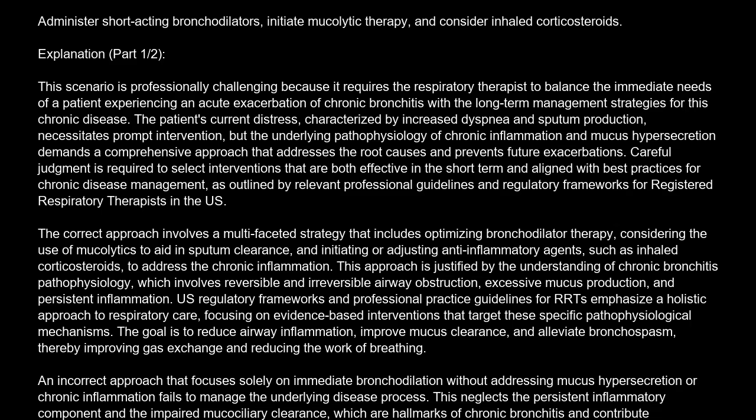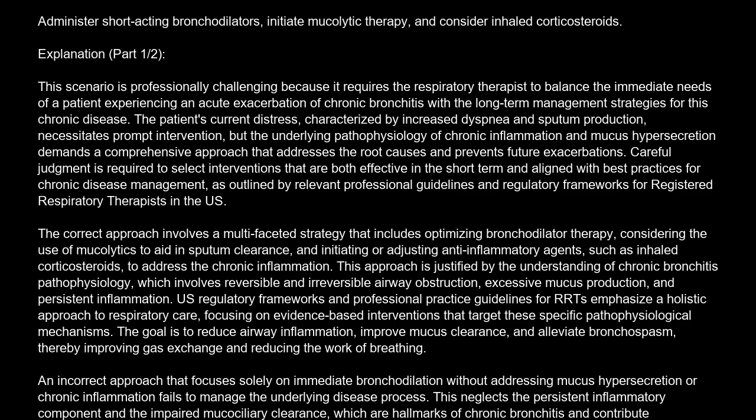The correct answer is C. Administer short-acting bronchodilators, initiate mucolytic therapy, and consider inhaled corticosteroids. Explanation. This scenario is professionally challenging because it requires the respiratory therapist to balance the immediate needs of a patient experiencing an acute exacerbation of chronic bronchitis with the long-term management strategies for this chronic disease.